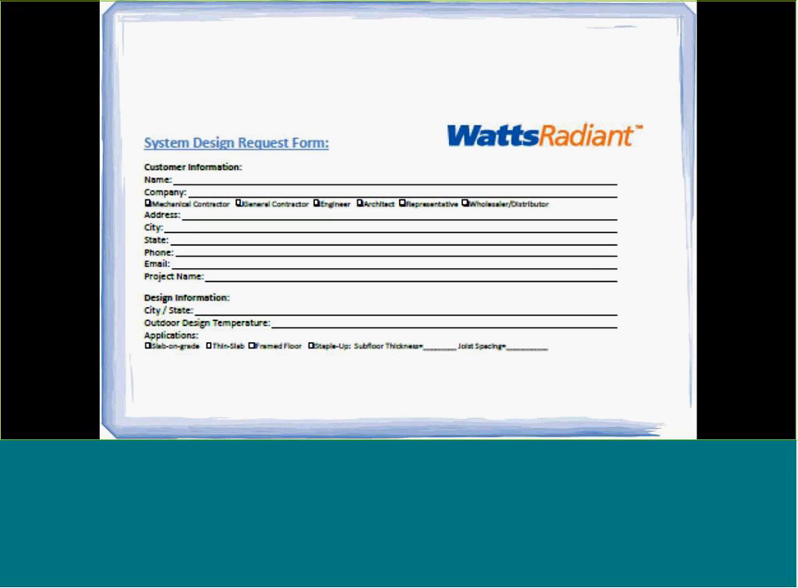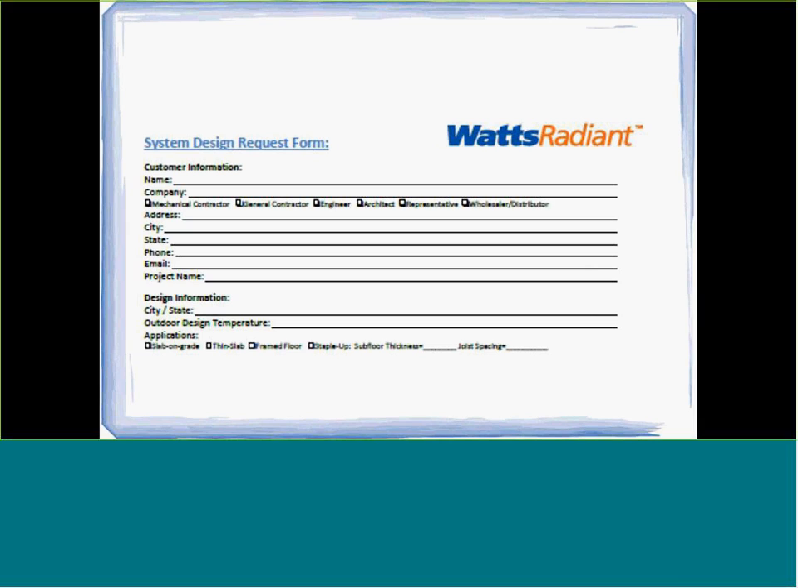Information is key. The more information we can get on the job, the easier it is for us to design that job and get it correct for the application. So we always want to know who we're designing the house for, if it's a contractor, wholesaler, engineer, architect. Tell us who you are. Tell us how we can get a hold of you. Give us a project name.